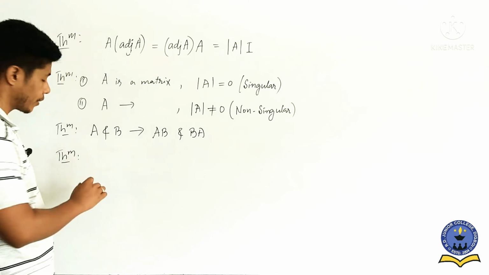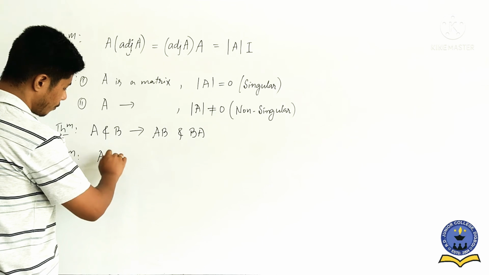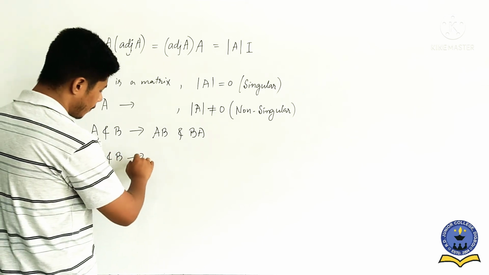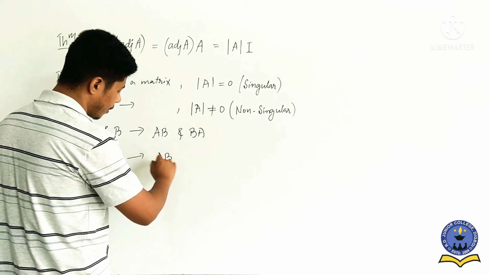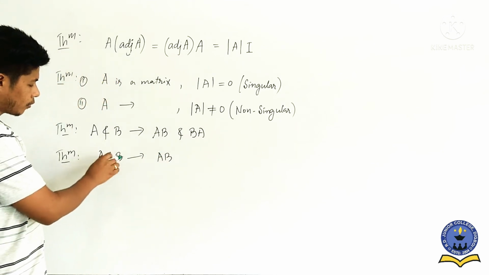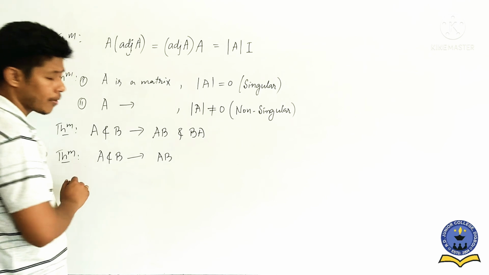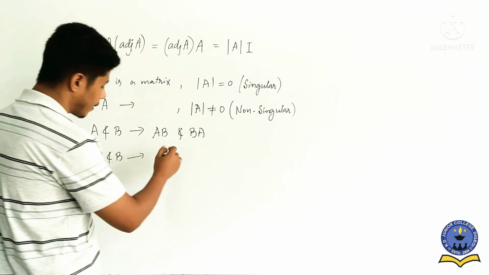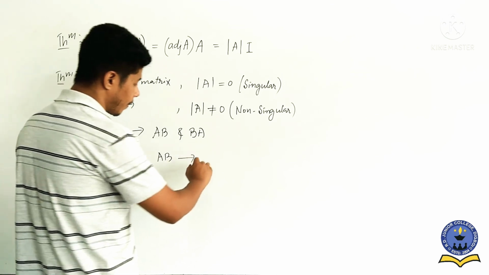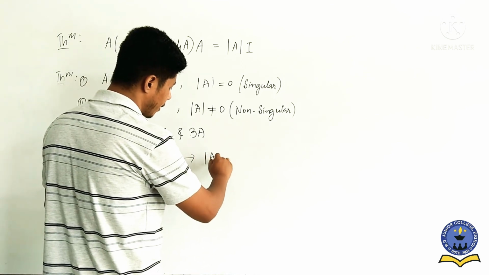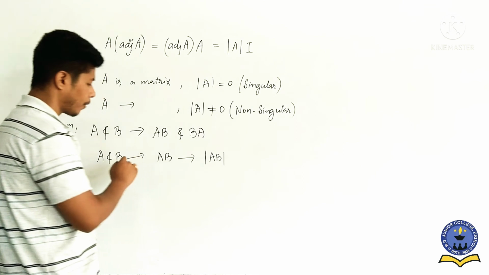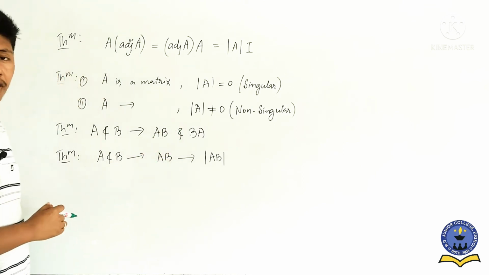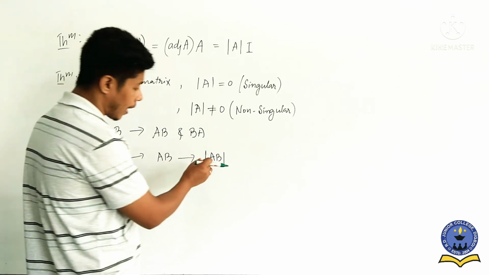Suppose two matrices are given. Now if we find the product of these two matrices, remember, first of all two matrices are given, and we have to find the product of these two matrices, and after finding the product, we have to find the determinant of this matrix. After the product AB, now we have to find the determinant of this matrix.